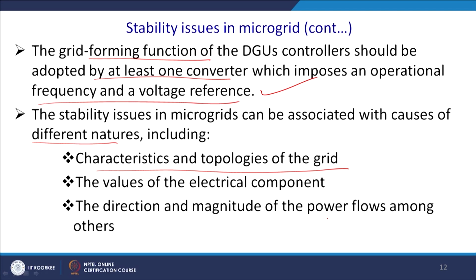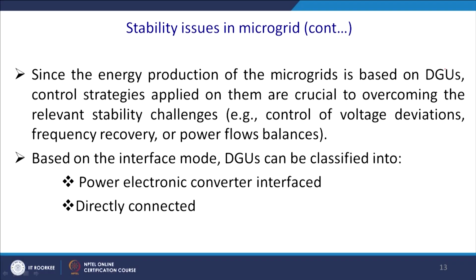So, we have seen a different kind of mechanism in coordinated control. Accordingly, the direction of the power flow will also be decided by the DC to DC converters, and that also plays an important role. Now, since the energy production in the microgrid is based on distributed generation, the control strategy applied to them is crucial to overcome the relevant stability challenges. That is something we require to understand very thoroughly.